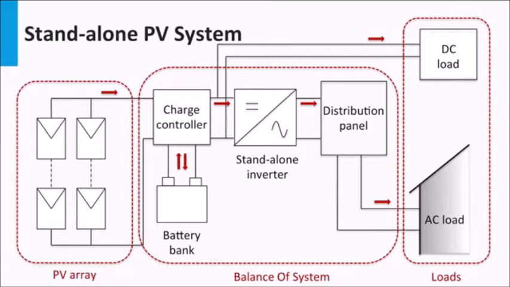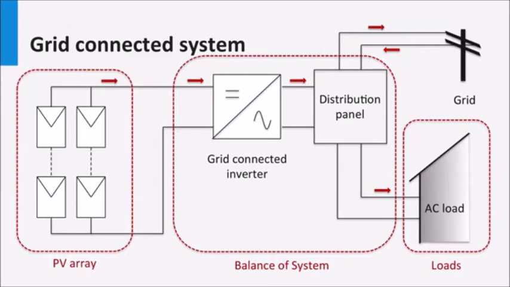So the inverter that supplies AC power to the load has to appear as a voltage source with a stable voltage and frequency, supplying power at 230 volts AC or 110 volts AC, or as is the voltage standard at the location. Here, a typical grid-connected PV system is shown. Consequently, the inverter is a grid-connected or grid-tied inverter.